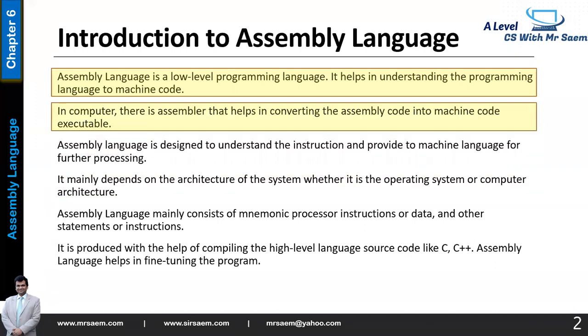So in a computer, there's an assembler that helps to convert assembly code into machine code executable.